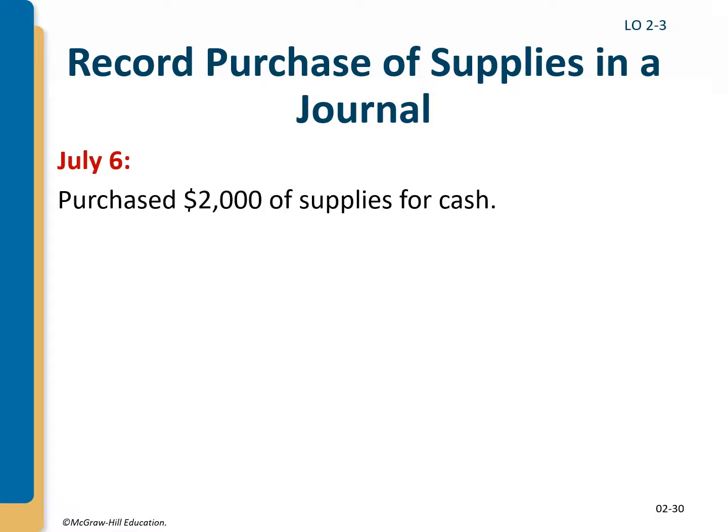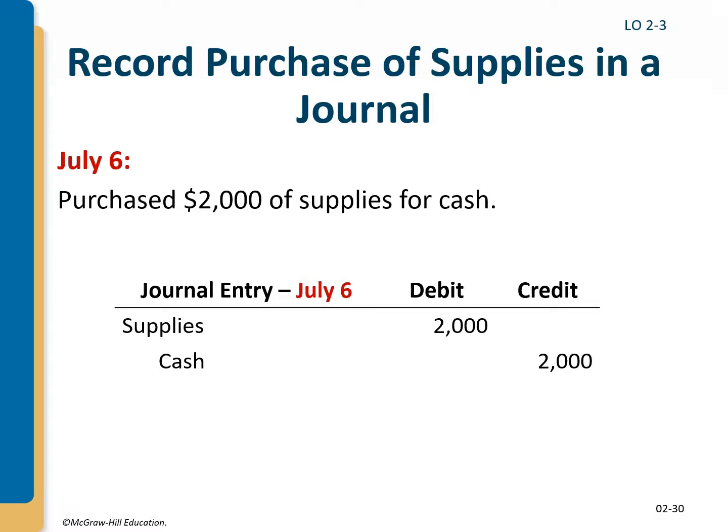Okay, July 6th. Purchased $2,000 of supplies for cash. So what happened here? We bought an asset, supplies. So we have to increase the asset account supplies, $2,000. We paid for it with cash, so cash asset is decreasing on the credit side.